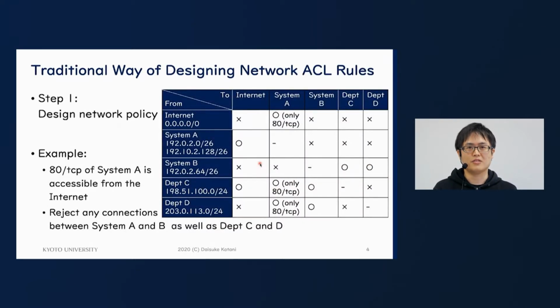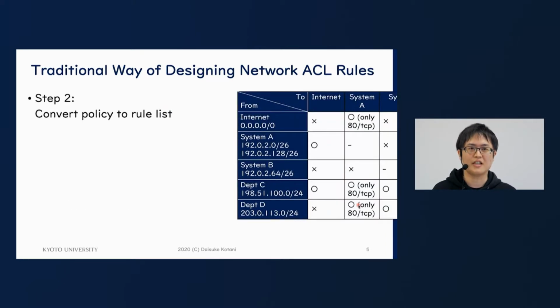In order to make use of this feature, the first step you need to do is to design a policy for making a set of rules. To design a policy, people usually draw a table like this to evaluate accesses of which source and destination addresses can be allowed or rejected. For example, in the case of TCP 80 of System A, accesses from the Internet, Department C and D will be allowed, but accesses from other sources will be rejected. Also, a communication between System A and B will be rejected. Likewise, communications between Department C and D will also be rejected. This is a quick rundown of how you design a policy of rulemaking.